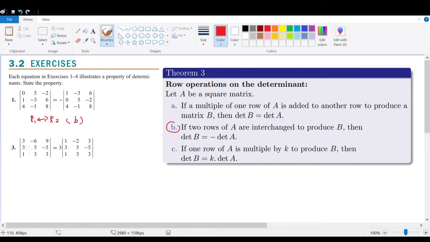Now in 3, the determinant of this matrix is equal to 3 times the determinant of this matrix. We see here we have 3 in this first row, so we take row 1 equal to 1 over 3 row 1, or we factor out the 3 from the first row. So we apply part C: the determinant of B is equal to k times the determinant of A. So we multiply this determinant by 3.